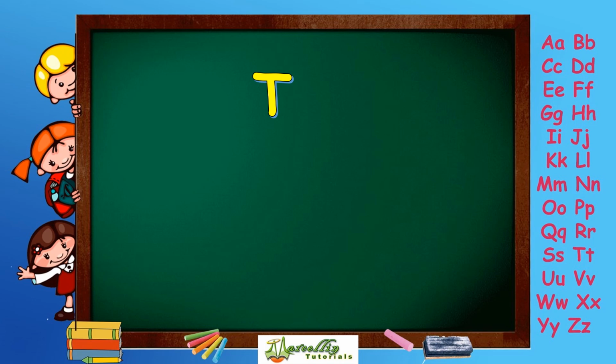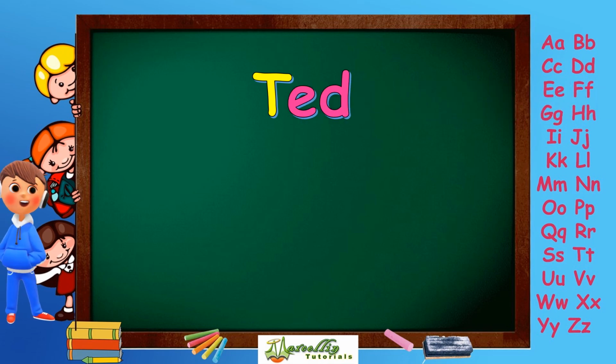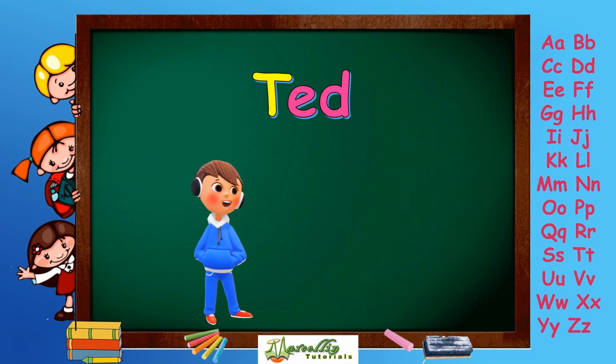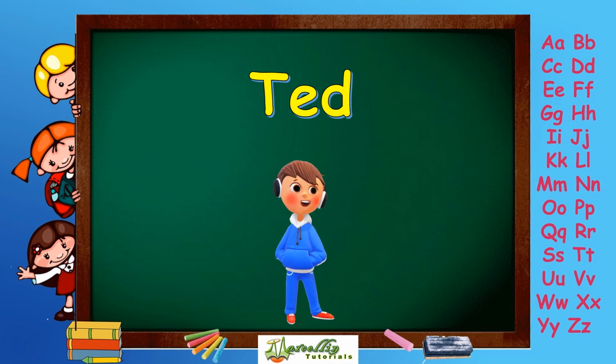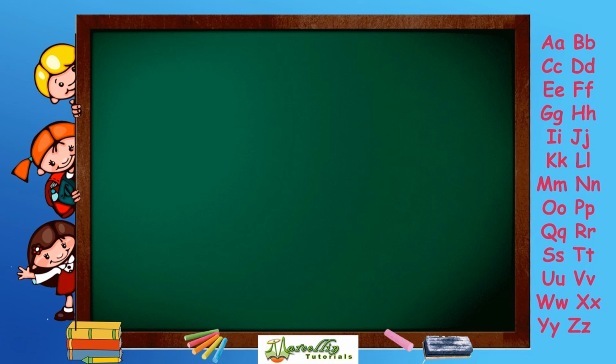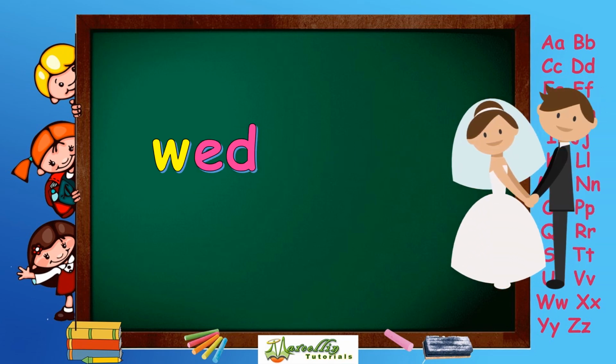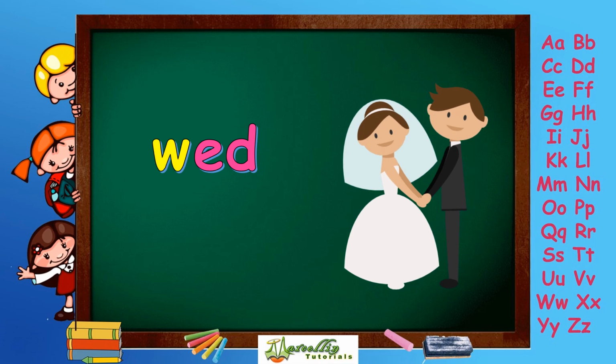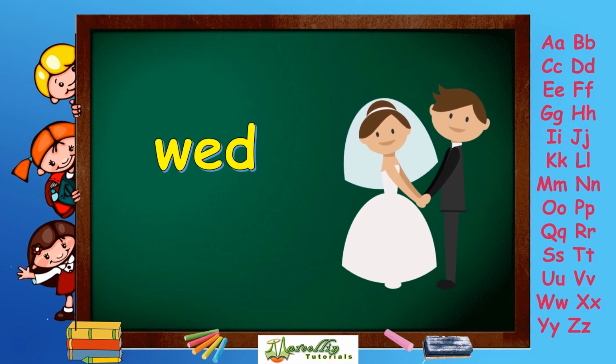We have letter T. The sound of T is T, T. Let's add ed. Together, we read it as Ted. Let's read again. Ted. We have W. Let's add ed. Together, we read it as wed. Let's read again. Wed.